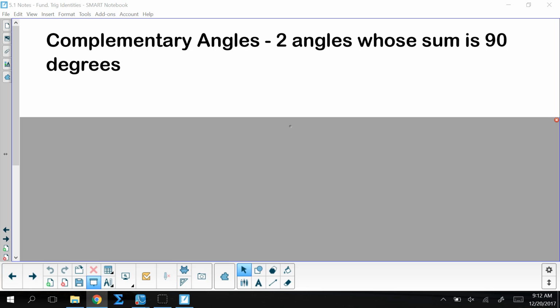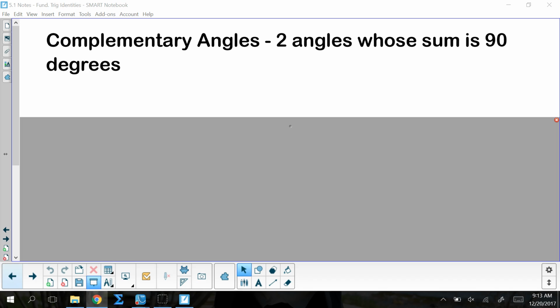Complementary angles are two angles that add up to be 90 degrees. They make a right angle or a corner, right? Corner. Okay? That's how I remember complementary angles. C for corner. Actually, CO if you're being technical, for corner.